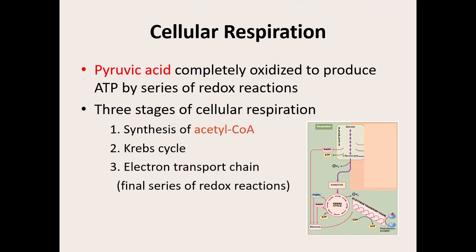Now, that pyruvic acid that we made, again, it could either go into fermentation or it could go into the cellular respiration process. I boxed out fermentation because we're going to take it through the whole cellular respiration process. So we're going to take our 2 pyruvic acid and make something called acetyl-CoA. These are my next several slides. Then we're going to take acetyl-CoA into the Krebs cycle. Then from the Krebs cycle, we're going to go into the electron transport chain. That's our final series of giving up and picking up electrons.